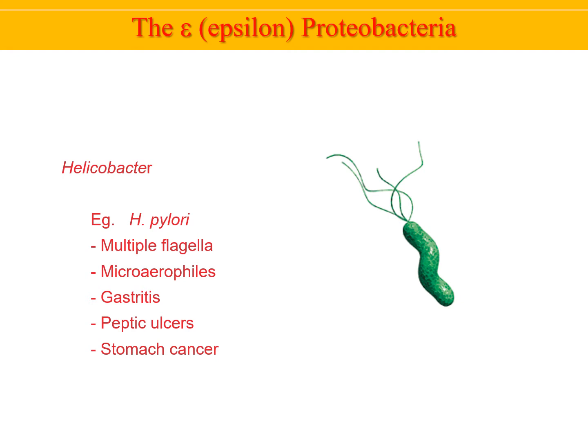Helicobacter is an interesting organism in that the species that infects humans is called Helicobacter pylori. It causes gastritis first, and that can sometimes progress to peptic ulcers, and from there it can also progress to stomach cancer.